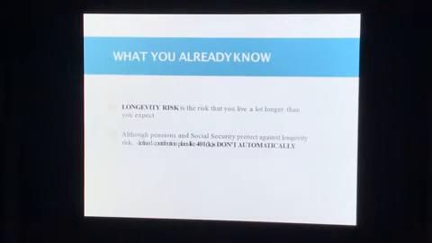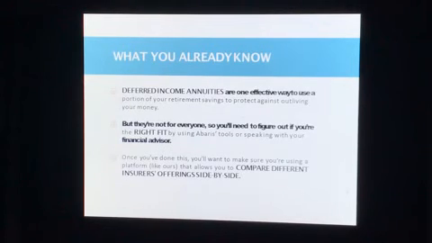Although pension and social security are protection against longevity risk, specifically we have to make proper contributions of these annuity concepts in this scenario. So for that purpose we need to calculate the deferred income in annuities. Deferred income annuities, we can define, are one objective way to use a portion of your retirement savings to protect against outliving your money.